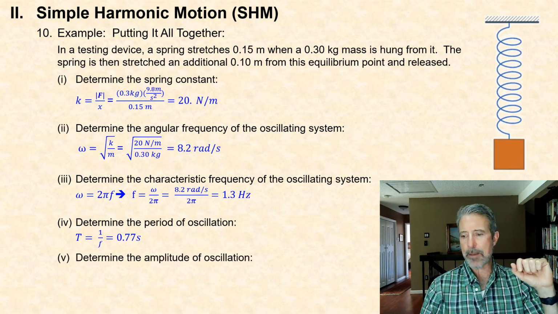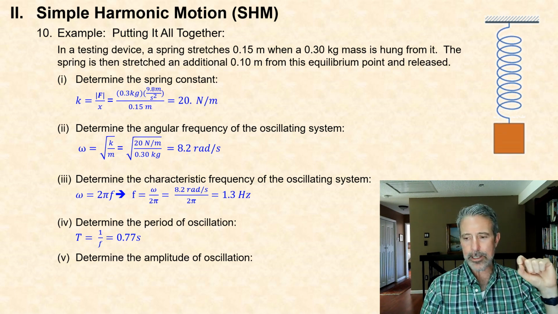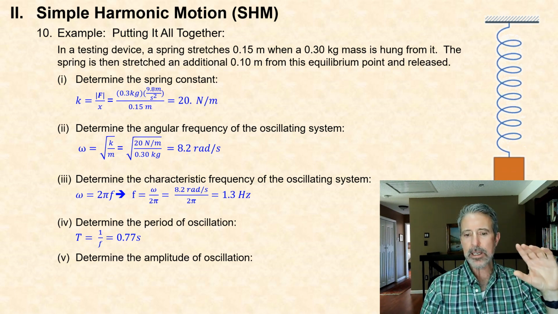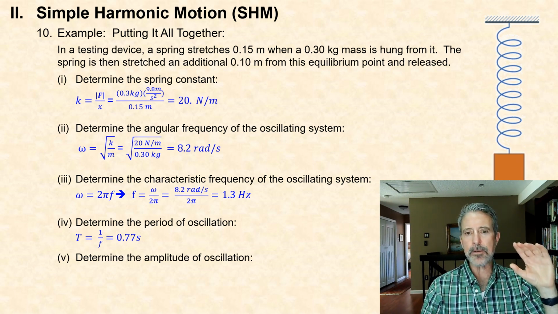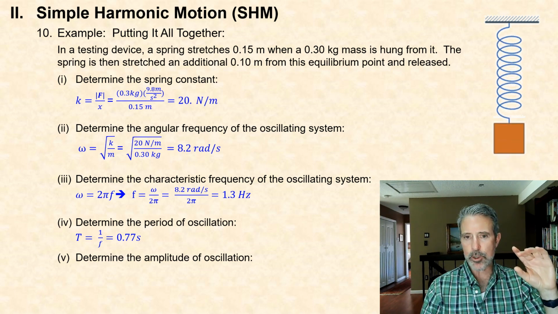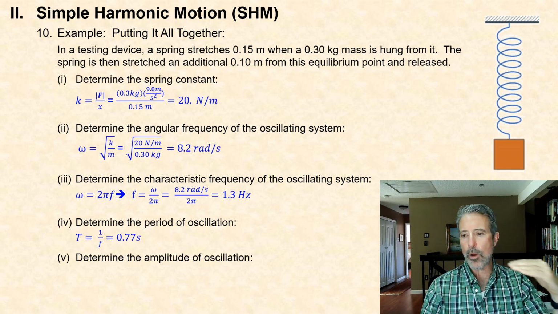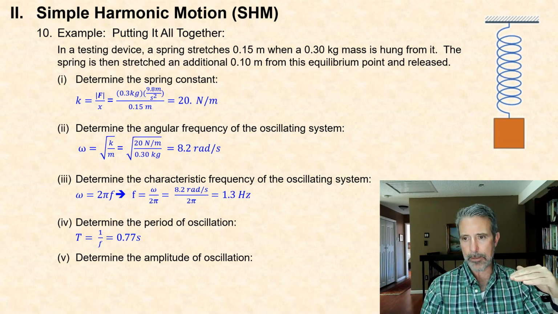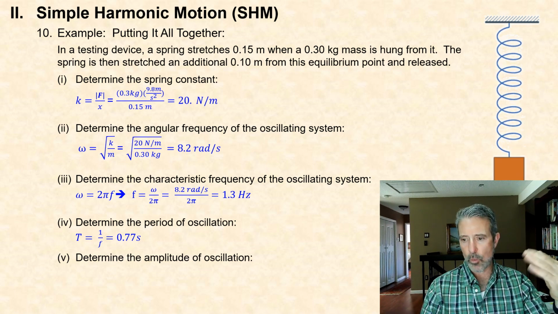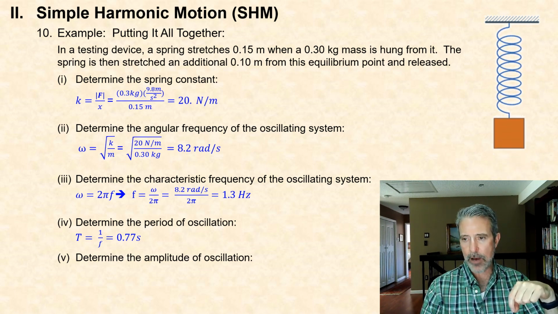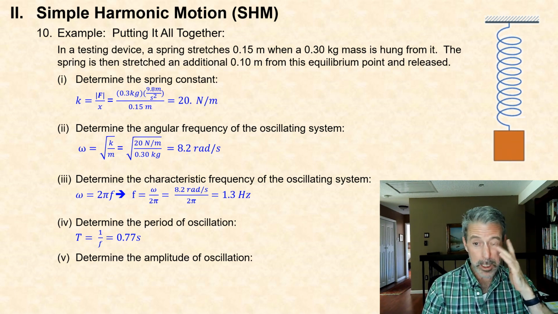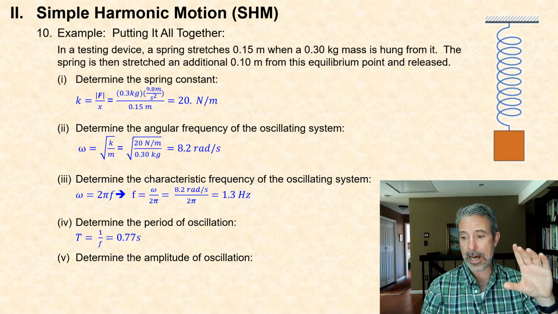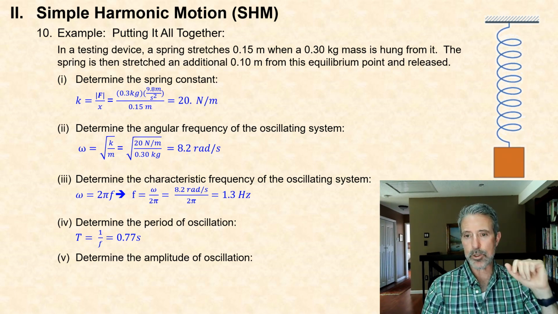Finally, it says determine the amplitude of oscillation. While no calculations are required here, you've got to be careful. In this problem, we're told that when a 0.3 kilogram mass is hung from the spring, it stretches 0.15 meters. At that point, the spring would be in equilibrium. In other words, the weight pulling the spring and mass downwards would be exactly equal and opposite to the restoring force acting on the mass provided by the spring pulling it upwards.